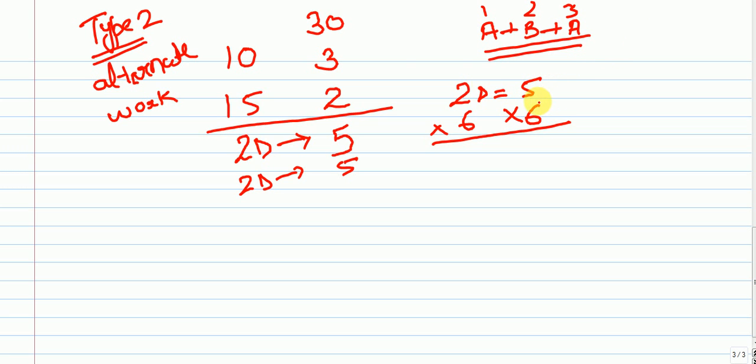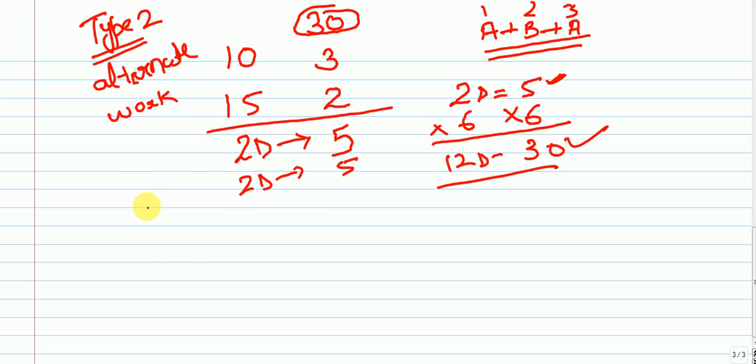If 30 is the exact multiple of this particular value, then that is well and good. Otherwise we have to see the nearby multiple, which I will tell you in the next problem, right? So over here, 6 into 5 is 30, and 2 into 6 is 12. So in 12 days they will complete the whole work.